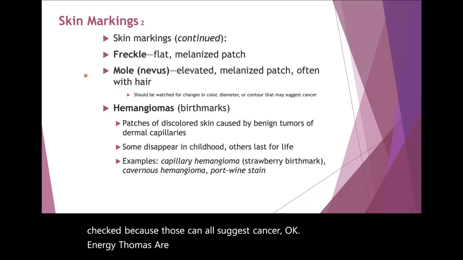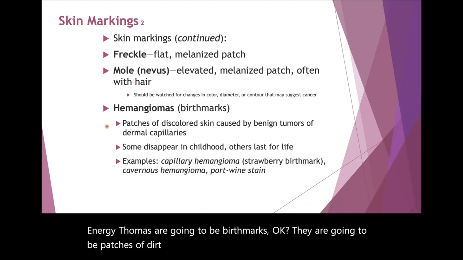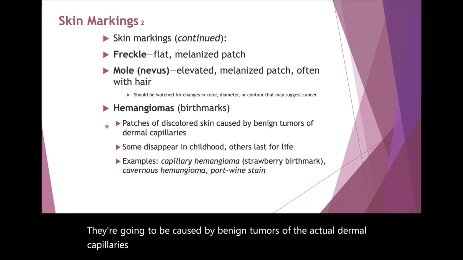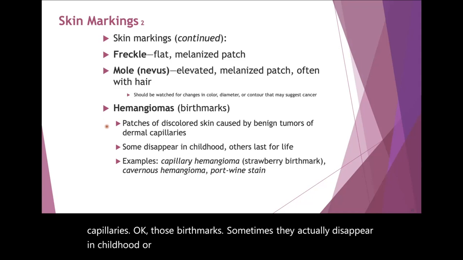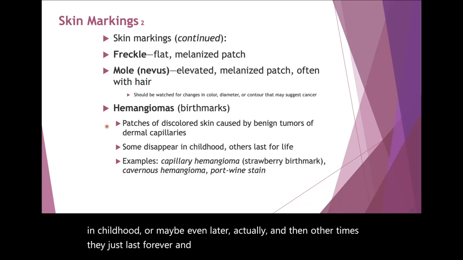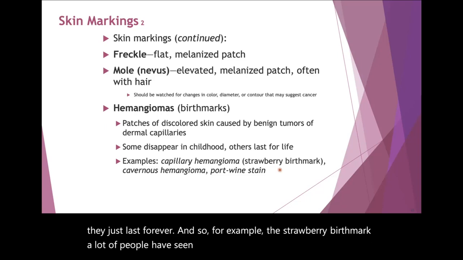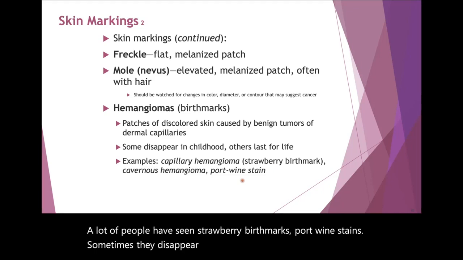Hemangiomas are going to be birthmarks. Okay, they are going to be patches of discolored skin. They're going to be caused by benign tumors of the actual dermal capillaries. Those birthmarks, sometimes they actually disappear in childhood or maybe even later. And then other times they just last forever. For example, the strawberry birthmark, a lot of people have seen strawberry birthmarks, port wine stains. Sometimes they disappear, sometimes they just last.